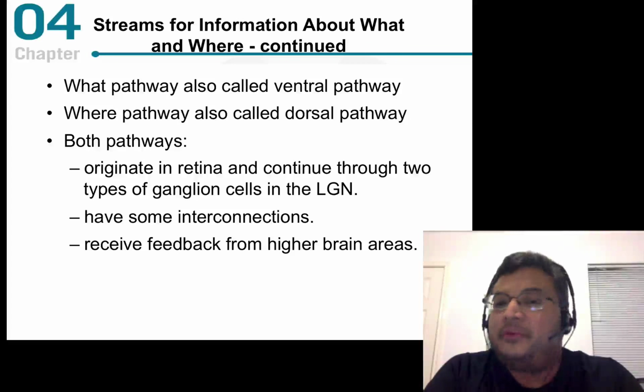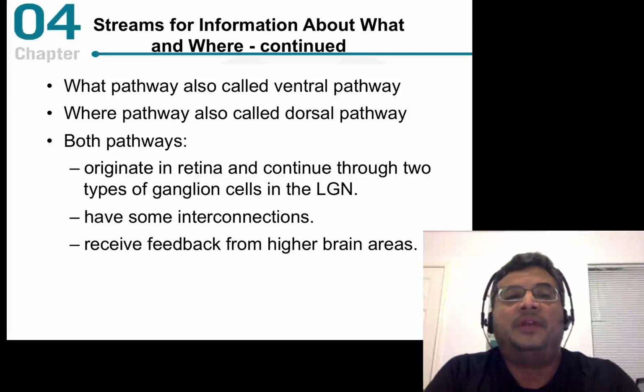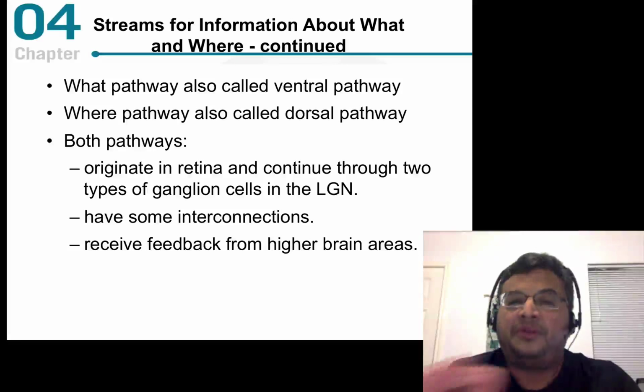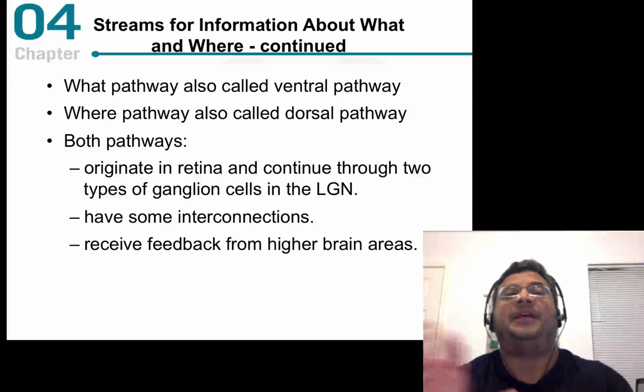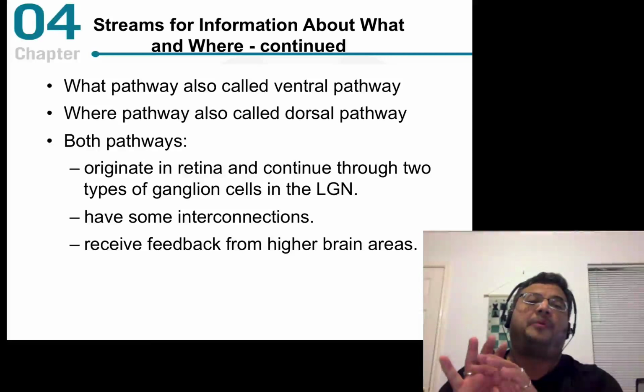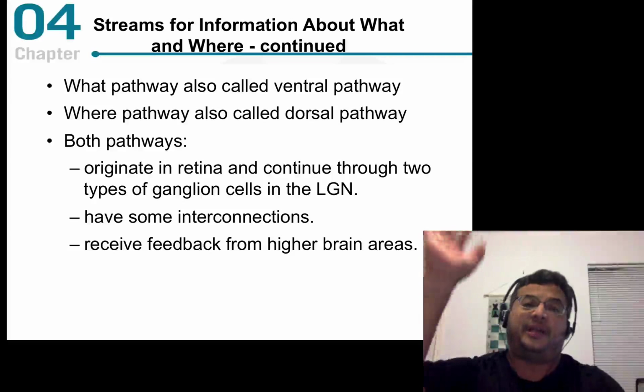Now both of these pathways begin in the retina. They both start in the retina with those receptive fields, go through the ganglion cells, go through the lateral geniculate nucleus, and then go to the primary visual cortex. They branch out from the primary visual cortex, and then they separate out.